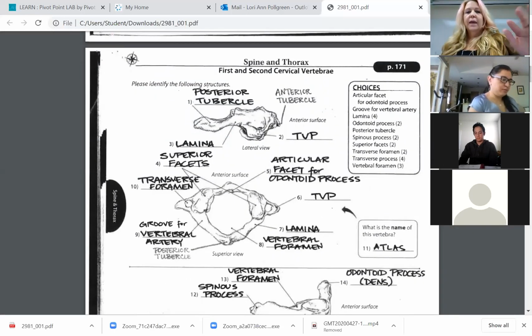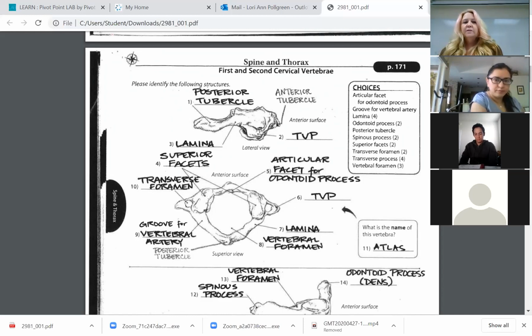All right, so now we're looking at the first and second cervical vertebrae, our atlas and axis, which are different than the rest of the cervical. So on C1, which is the first cervical vertebrae, you'll notice when you look at number 1, we don't have a spinous process on C1. You can see when you look at it from the top in that anterior view, you don't have that process that sticks out. It just kind of comes down to that posterior tubercle, that small bump.